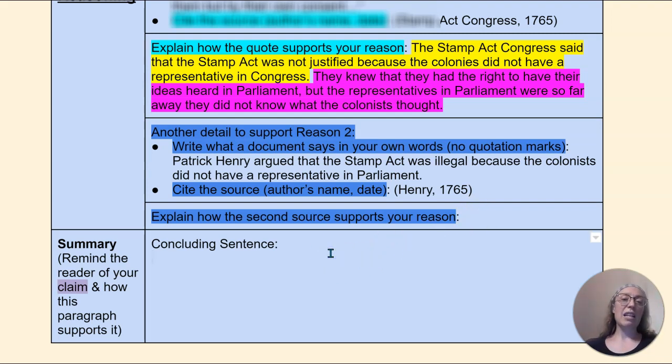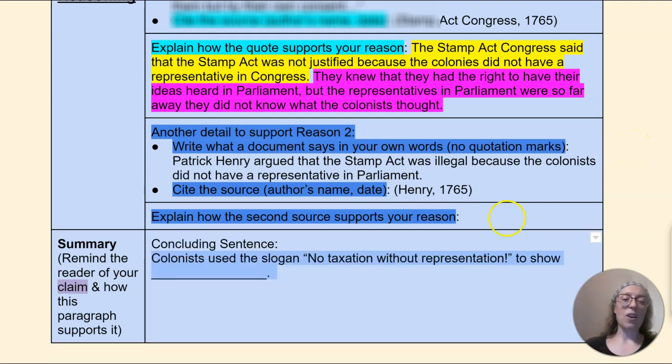So then the last thing I need to do is wrap it up. So let's see. My concluding sentence. You know what? I kind of think I want to bring in that whole taxation without representation. No taxation without representation. And so I might start my conclusion.